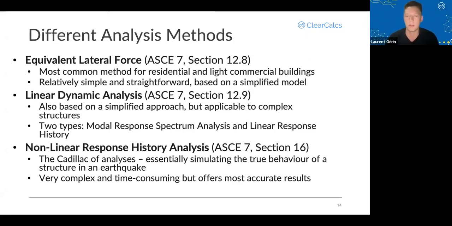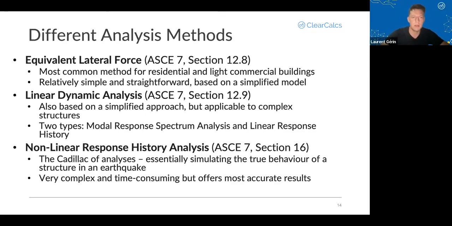You're basically just planning to simulate, this is the earthquake and this is how the building responds. That said, it's very complex. It takes a lot of time, both to set up the analysis and to run the analysis. It offers the most accurate results. The other thing that makes it tricky is it's very hard for design, because as you get your loads, you update, you might resize some members. You need to rerun that analysis again with your new members. It takes, again, a lot of time.